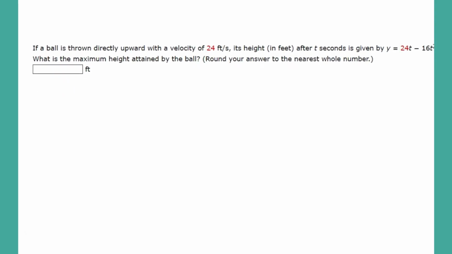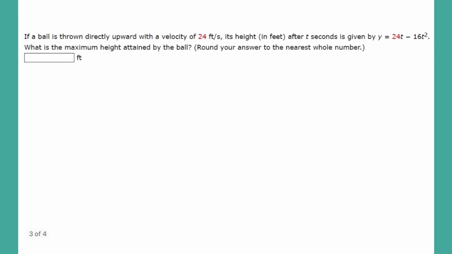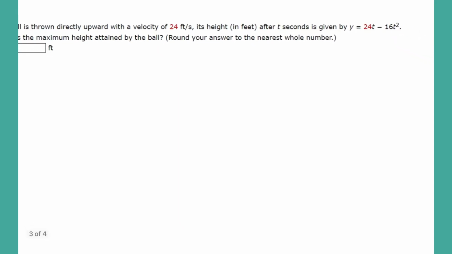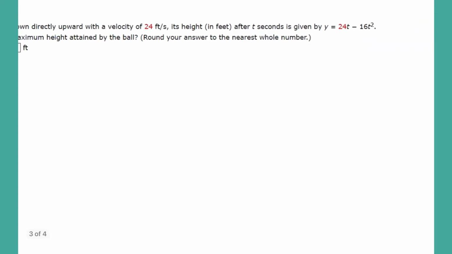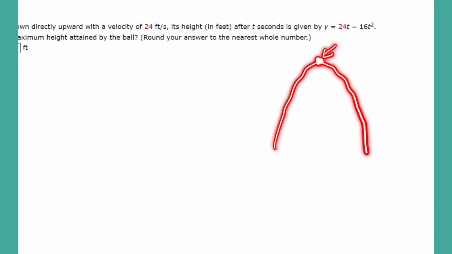A word problem says if a ball is thrown directly upward with a velocity of 24 feet per second, its height in feet after t seconds is given by this function. What is the maximum height attained by the ball? Well, notice that this is a quadratic because it has a square term, and notice that it's opening downward because the leading coefficient is negative. The quadratic term is negative, so the parabola is going to open up this way, which means it has a maximum value which represents a height. So we need to find this vertex. The y-coordinate will tell you how high the ball reached.